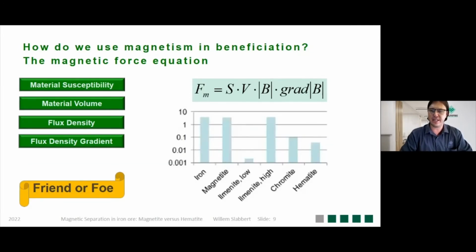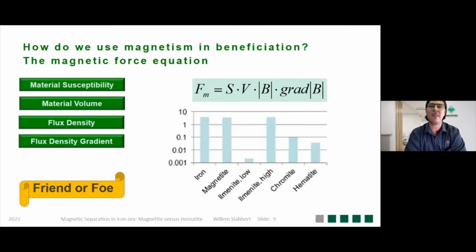So if we consider a fixed magnetic field and a fixed gradient, and also a fixed particle volume, and we only consider that the susceptibility between magnetite and hematite is different, it means that a magnetite particle would experience a 50 times stronger magnetic attraction force compared to a hematite particle. Now, this can be a friend or a foe depending on how we design our circuit.